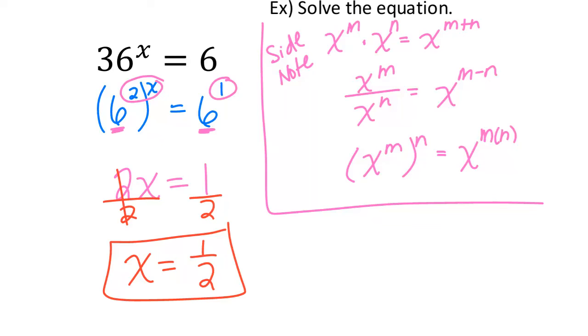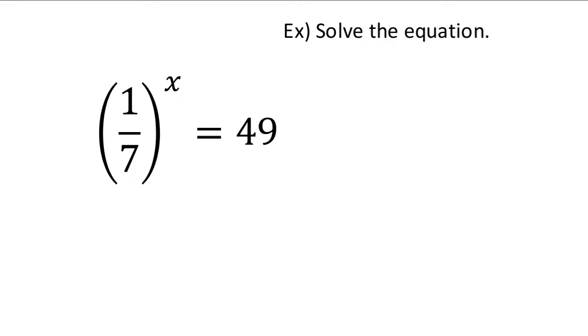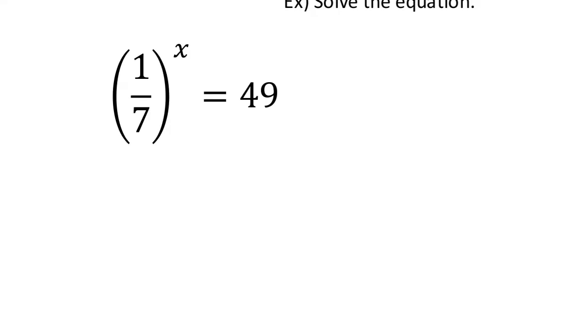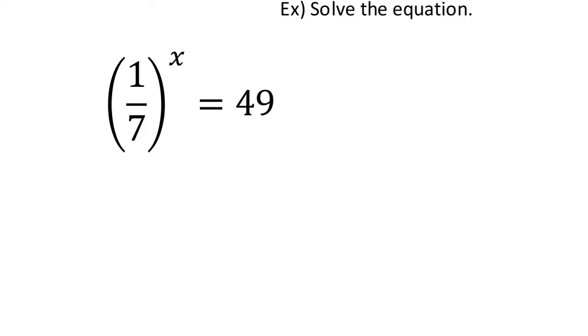All right, let's look at another one that also has fractions. Solve the equation. Go ahead and copy this one. We have 1 over 7 raised to the x power equals 49. All right, in this case, I have a 7. 7 is prime, so I for sure am going to have to use the base of 7, right? Can I write 49 as the base of 7 also? Yes. So I can use the base of 7.